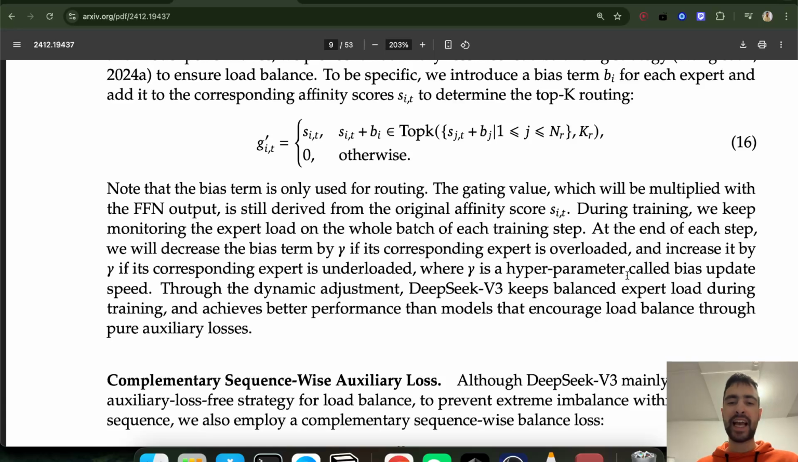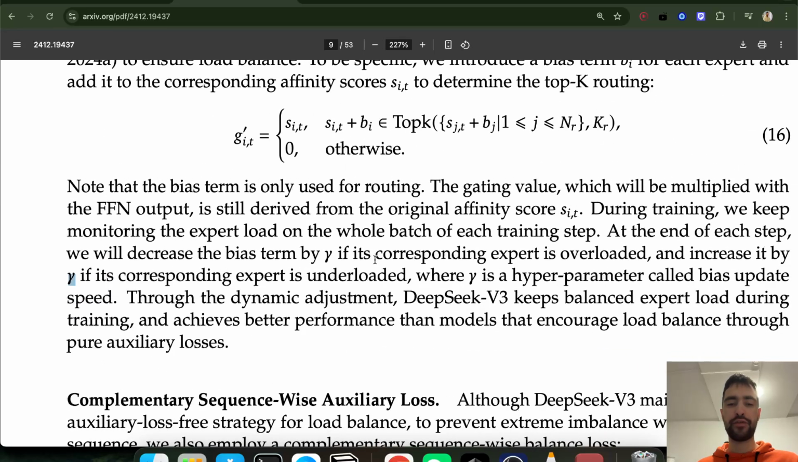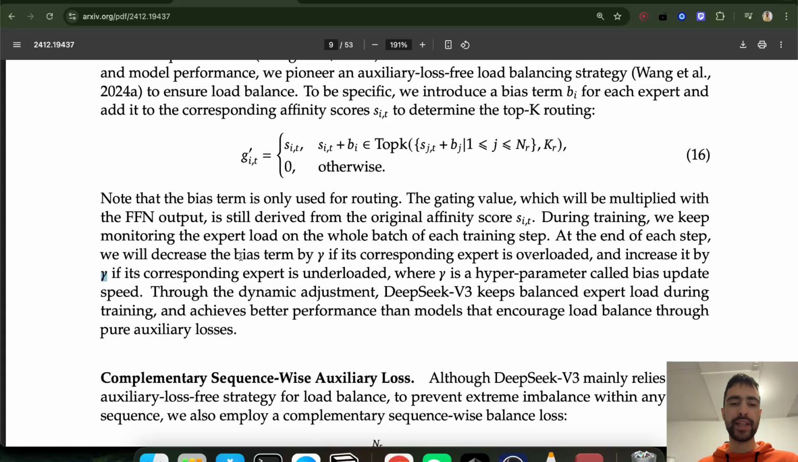So they have this hyperparameter that's called bias update speed, and they denote it as gamma. During training, if the expert is overloaded, they will decrease the bias by gamma. So the bias is smaller, so it has a smaller chance to get selected. And if the expert is underloaded, they will increase the bias value by gamma. On every step, they find it underloaded.